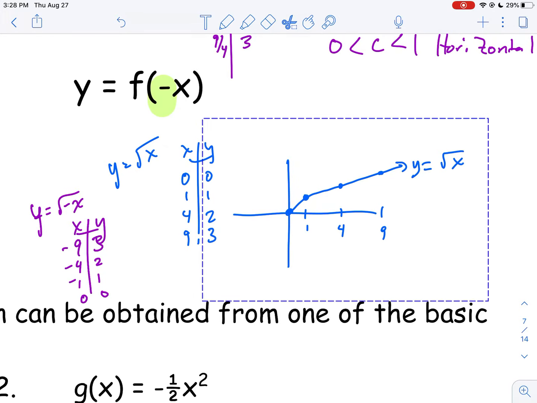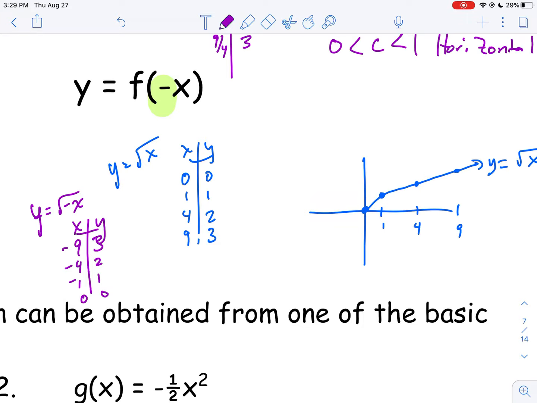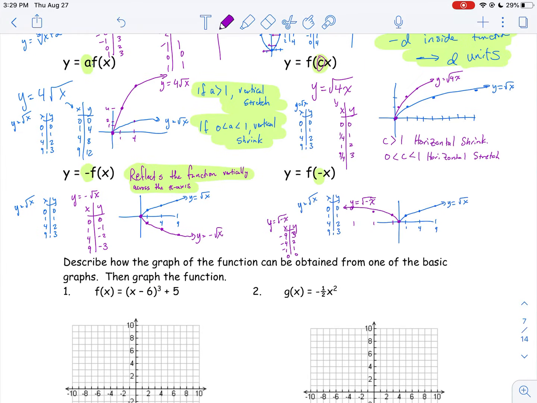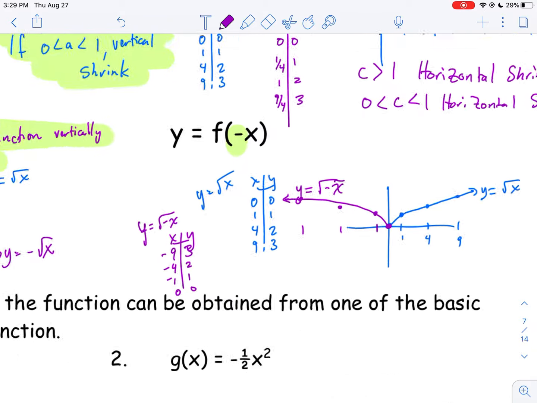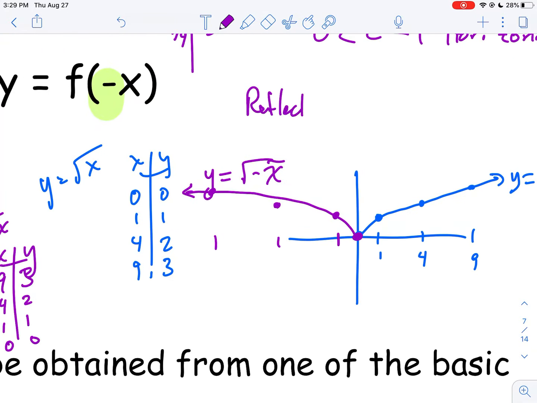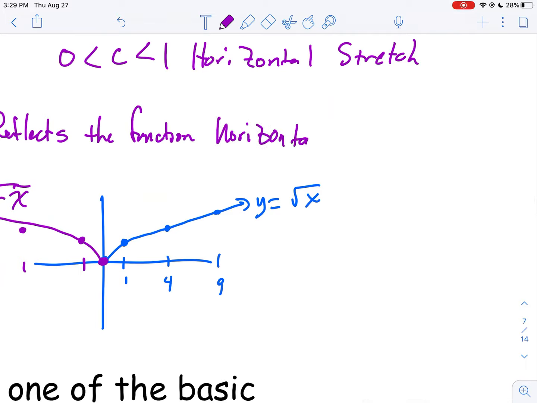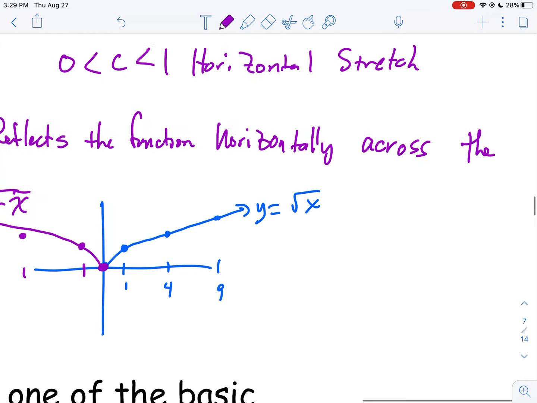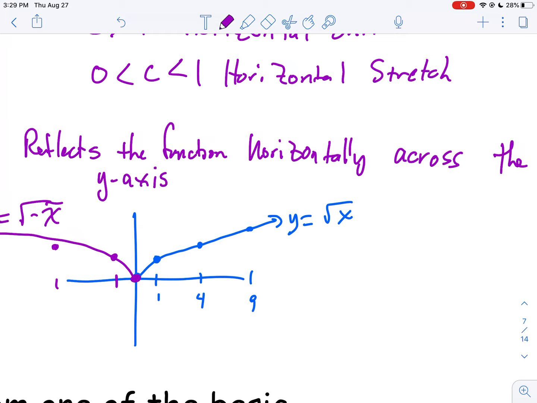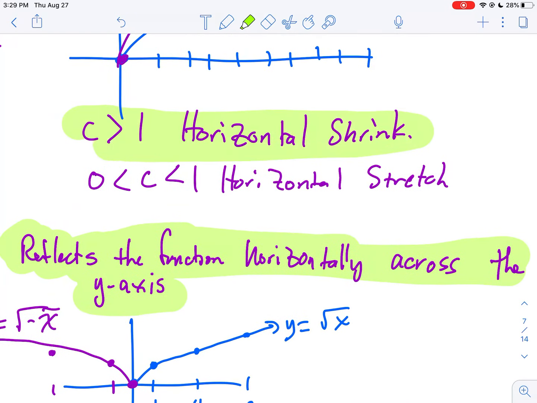Check this out. I think this is really cool. Notice what happens now. Instead of 1, 1, it's negative 1, 1. It's negative 4, 2, and it's negative 9, 3. Cool, huh? Oops, wrong spot. All right, so what happens when there's a negative sign on the inside of the function? I'm going to say it reflects the function horizontally across the y-axis.